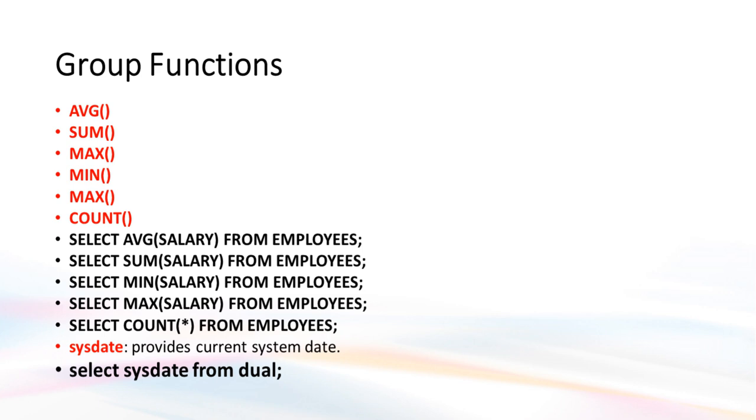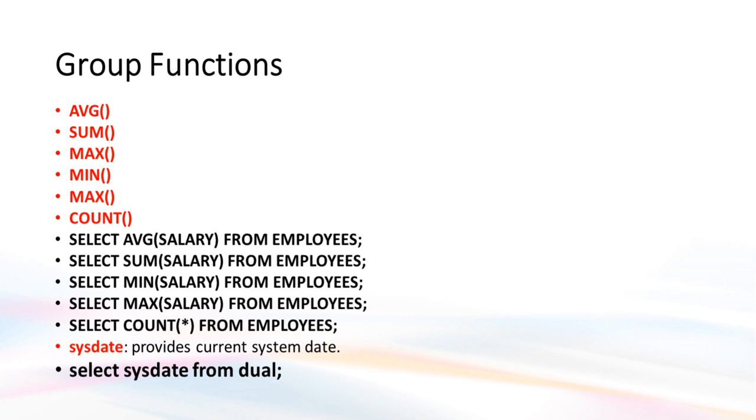And then sysdate is called a pseudo column. It will return the current date. How can we use this sysdate? We can use it like select sysdate from employees. Sysdate is not actually a column, it is called a pseudo column. Every table has this column, but we don't define it. By default, it will be there. Sysdate will provide the current system date, and we can use it like this: select sysdate from dual.